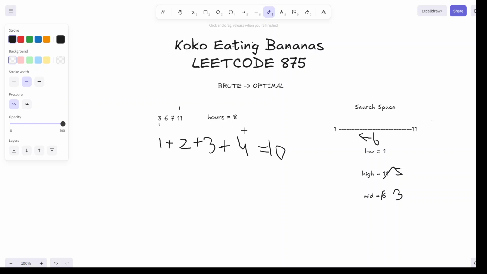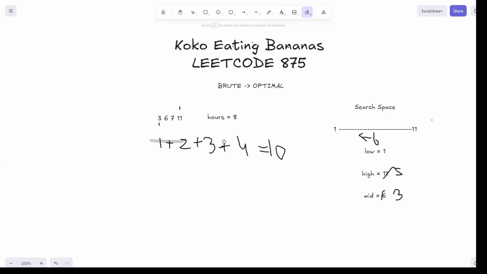So if 3 bananas per hour is not possible, we need a greater value, less than 6 but greater than 3, right? So what we will do is search in the right part of 3 but the left part of 6, so in between 3 and 6. Now we will search between 3 and 6, right?